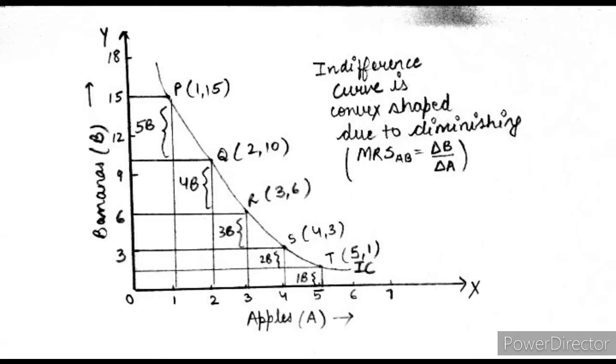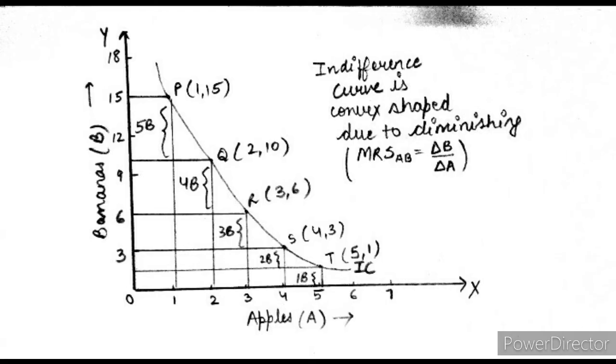So the commodity which we are sacrificing will be in the numerator and the commodity which we are gaining is in the denominator. If we are sacrificing one commodity for another, the numerator will be negative obviously, but in the calculation we always use absolute values. So this is MRS AB, which is change in B upon change in A, and this is the slope of indifference curve.